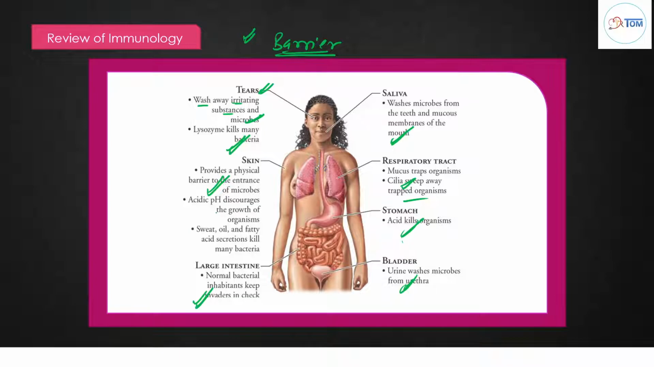Apart from this, coming back to the skin again. So acid pH discourages the growth of microorganisms. Sweat, oil, and fatty acid secretions kill many bacteria. So can you think about this? What kind?